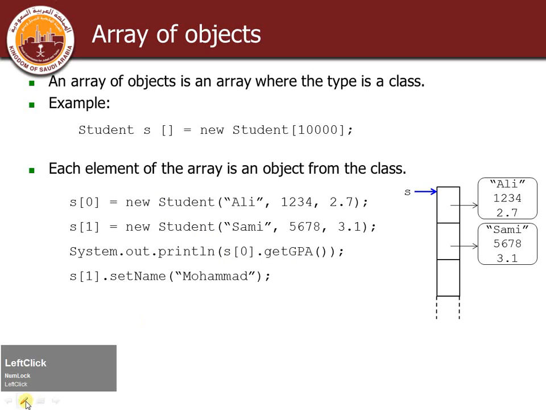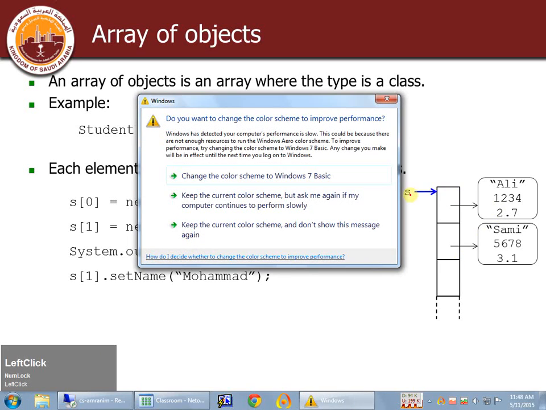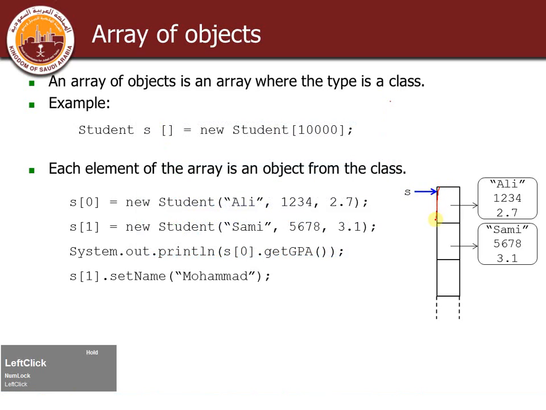S0 means this is S0. So in this S0, I'm going to display the GPA 2.7. So this is going to give me 2.7. You notice that I cannot use S.getGPA because S is an array of students, so I cannot use that. But S0.getGPA is going to give me this one over there.